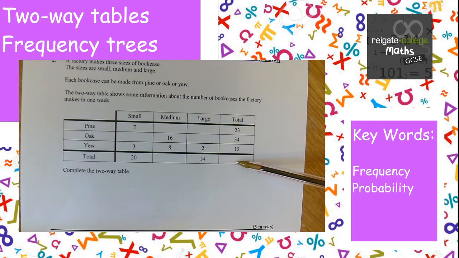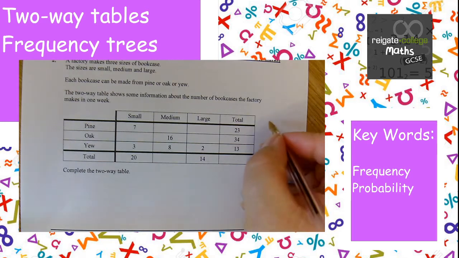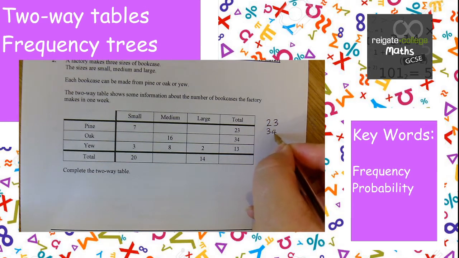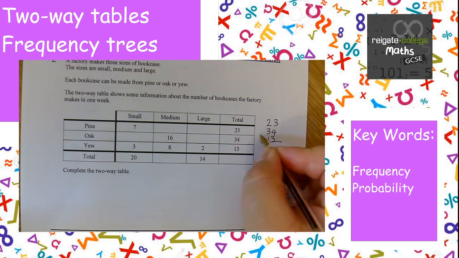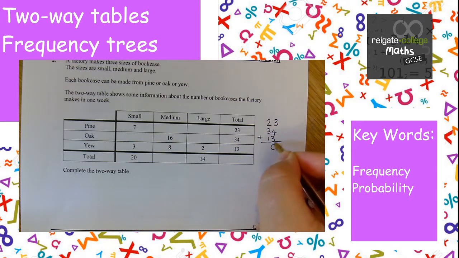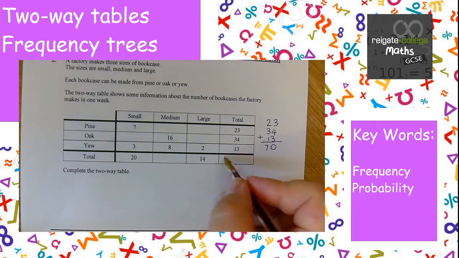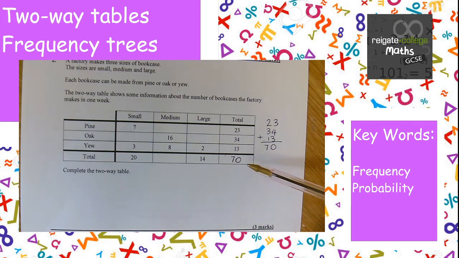Now this is a total of all of these totals, so I'm going to calculate that by adding up 23, 34 and 13. I add all of those up, I get 70. So my first box is filled in with the 70. That creates a 3 out of 4 row along the bottom, all of my totals.